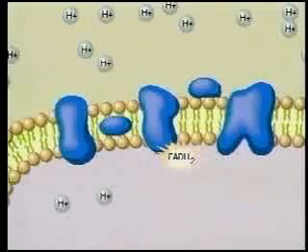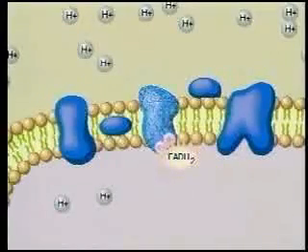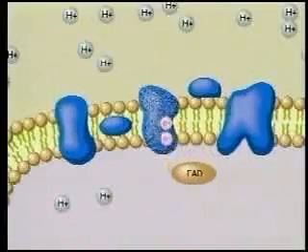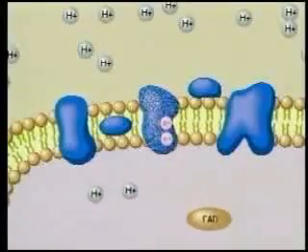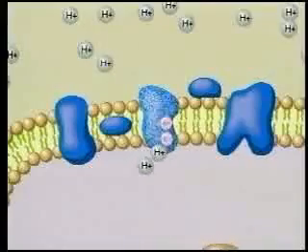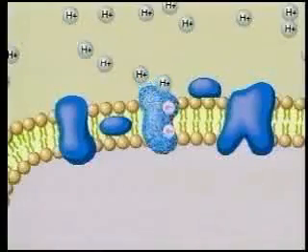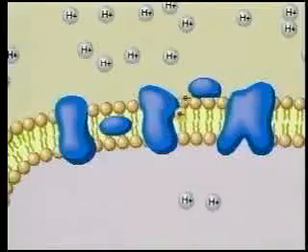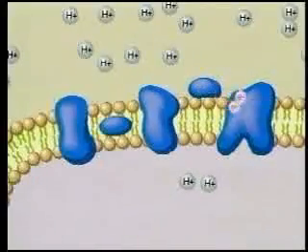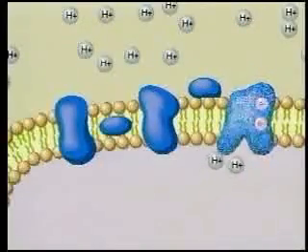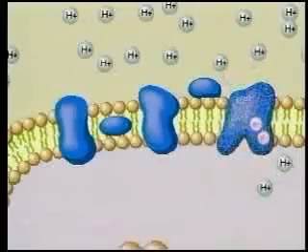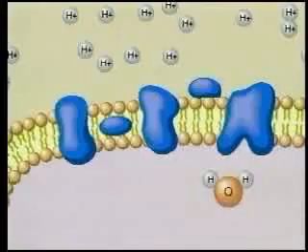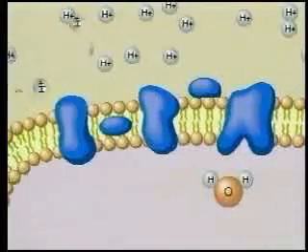FADH2 transfers electrons to the second ion pump in the chain. The FADH2 is converted to FAD. Hydrogen ions are pumped through the protein into the outer compartment. The electrons shift down to the last protein in the chain. More hydrogen ions are pumped. Again, oxygen serves as the final electron acceptor, and a water molecule is formed.